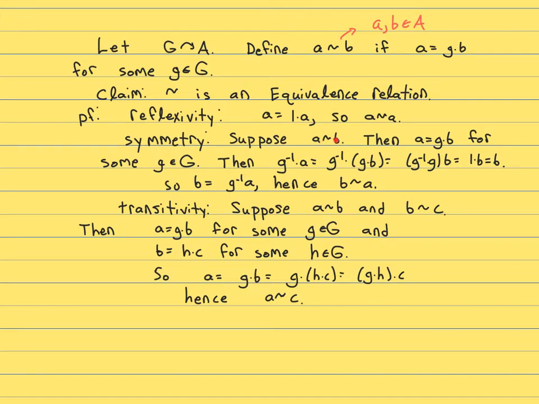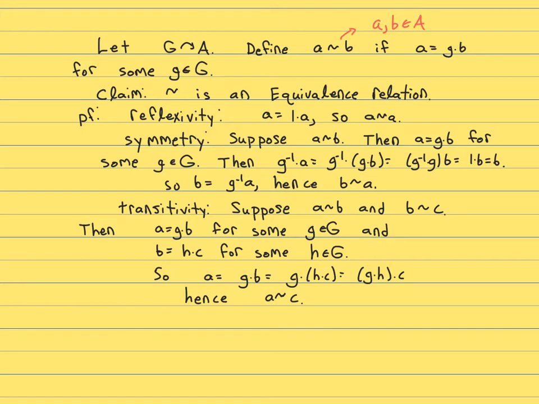Similarly, suppose a is related to b. Then a is equal to g dot b for some g in capital G. Let's just multiply through by g inverse. Then you see that we get b is equal to g inverse dot a. So b is related to a. Here I'm using this property of the group action: if I act by g and then by g inverse, it's the same thing as acting by the product. And the product of an element and its inverse is the identity.